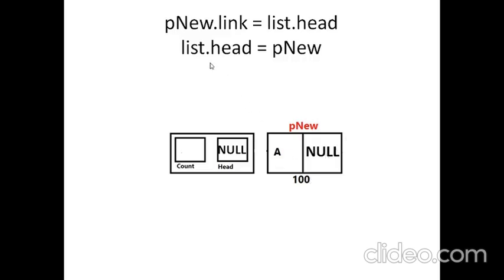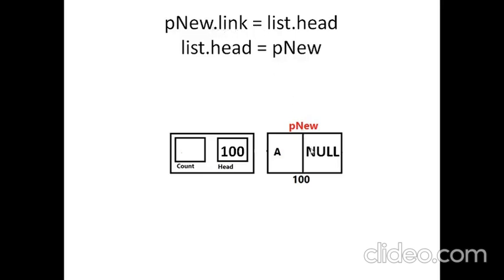Next line says list.head equal to pnew. Again this is list and this is head equal to pnew. So when you write the pointer name itself, it will be assigning the address of the pointer to this variable. So head is going to be changed into 100. See, remember, differentiate the statements pnew.link and pnew.